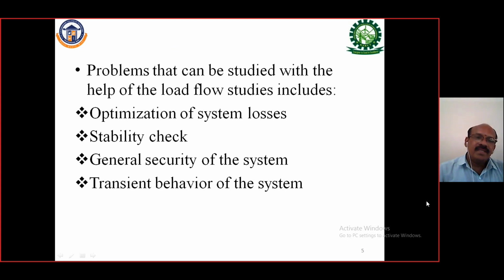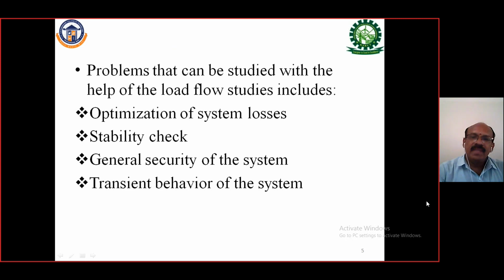Then the next one is the general security of systems. Security of a system means the transmission line limits should not violate the voltage level, and that is called security. Transmission line violations should be avoided by using the load flow analysis.